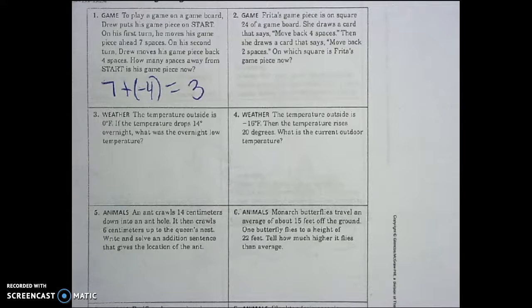So she's starting at 24, plus her first card says move back 4 spaces, that's -4, plus her next move says move back 2 spaces, that's -2. We add from left to right. If our signs are the same, add and keep. Different, we subtract. 24 plus -4, the signs are different, so we subtract. 24 minus 4 is 20.